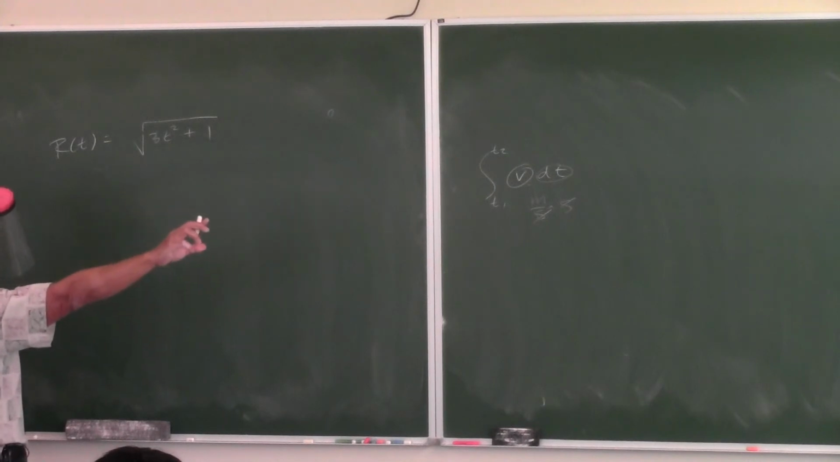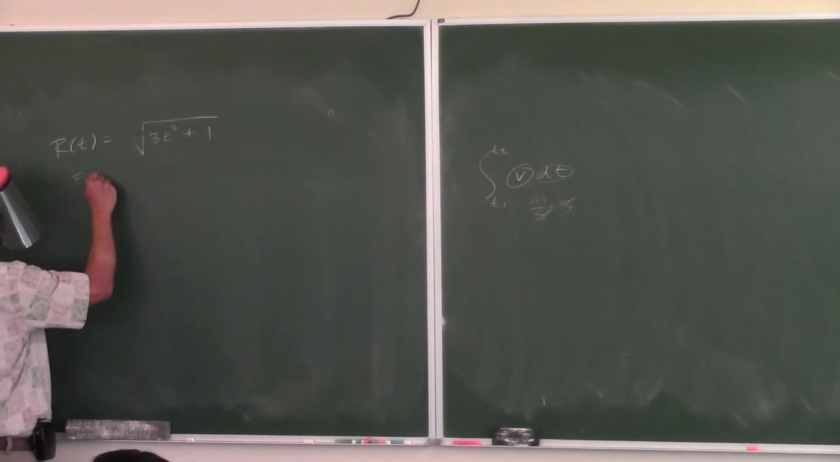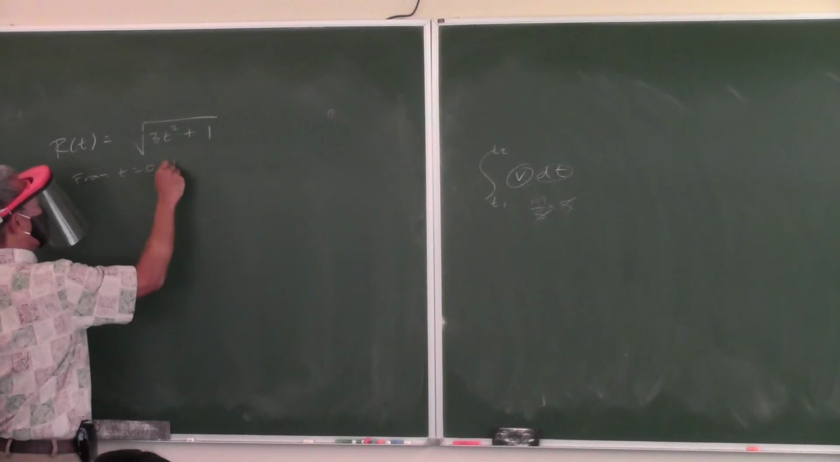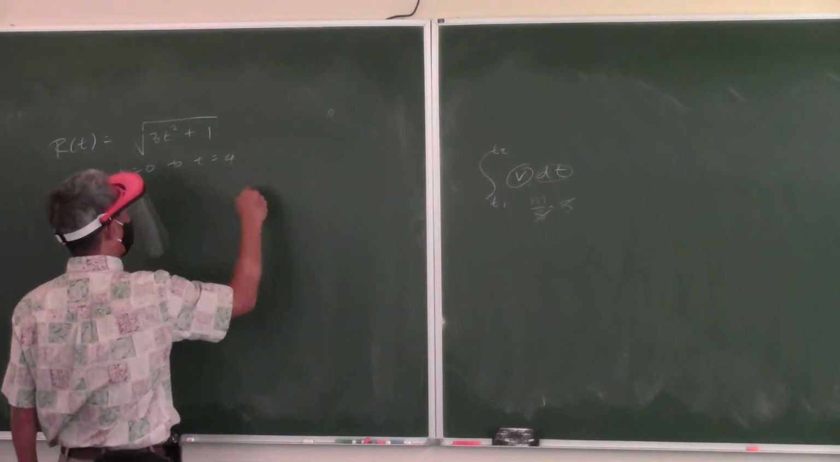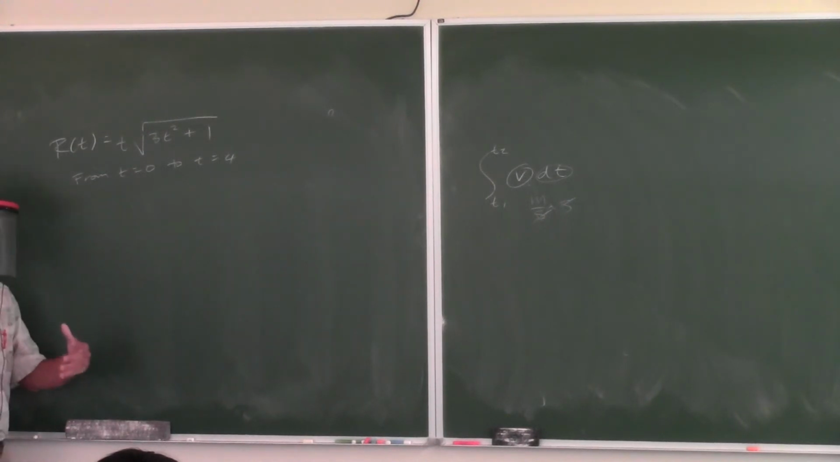Okay, here. This is the rate at which water is coming out of a spout, whatever. From t equals 0 to t equals 4 minutes, if t is measured in minutes, how much water came out of the spout? Wait a minute, I'm going to put a t here, otherwise no can do. Okay, so how much water came out of the spout?